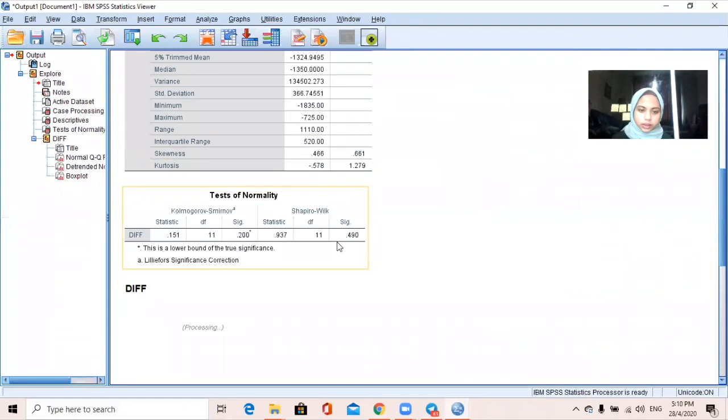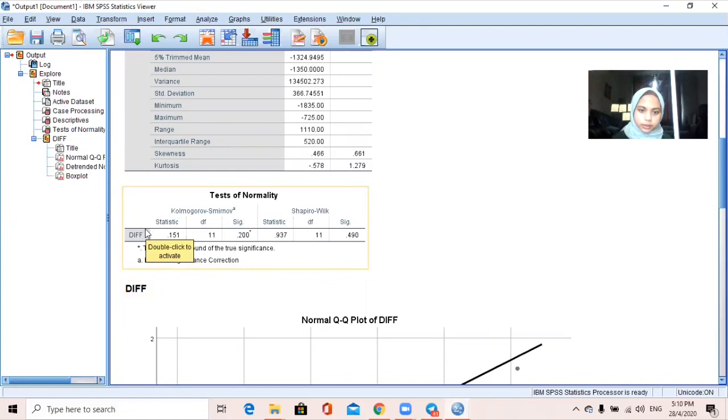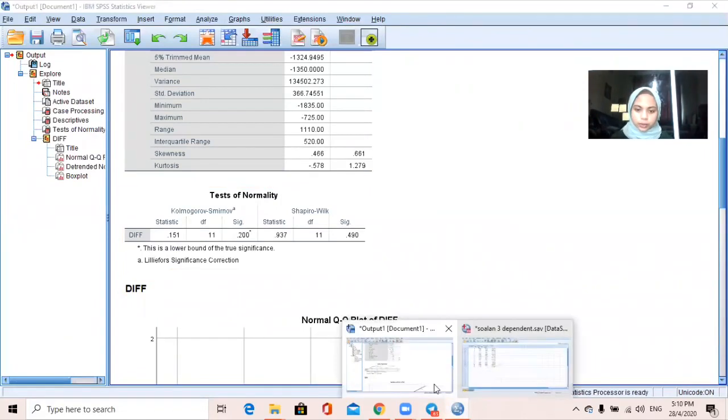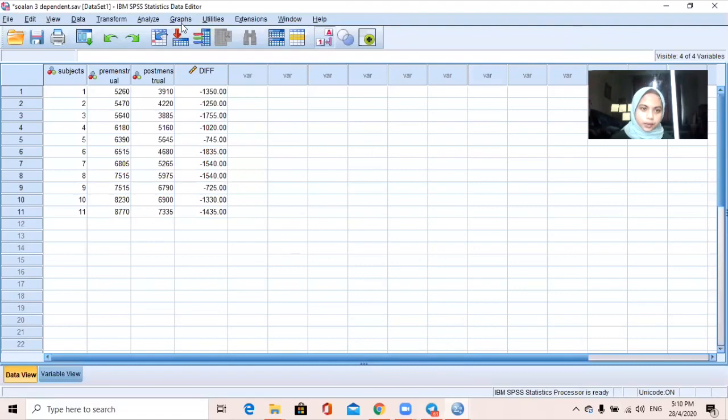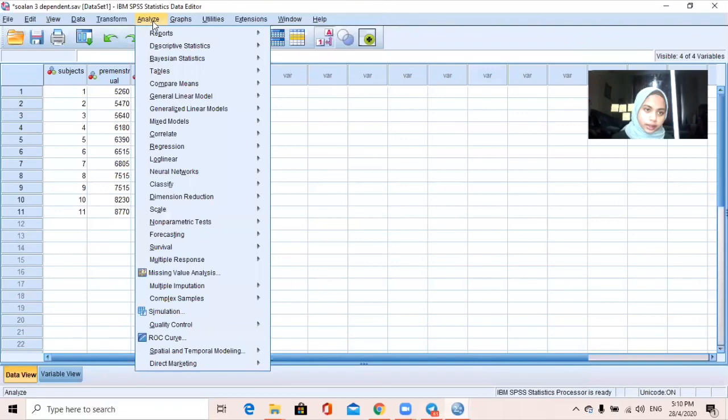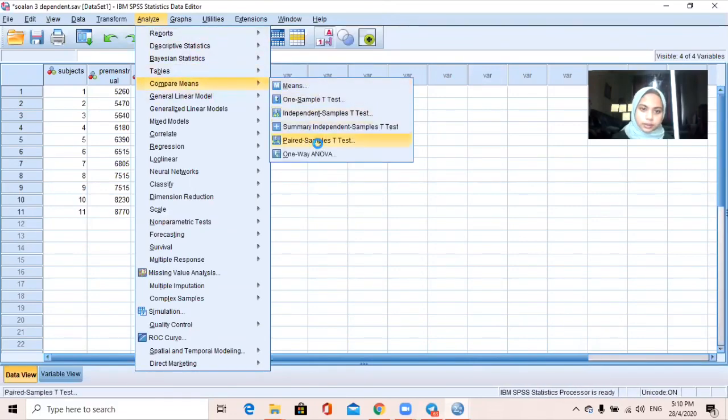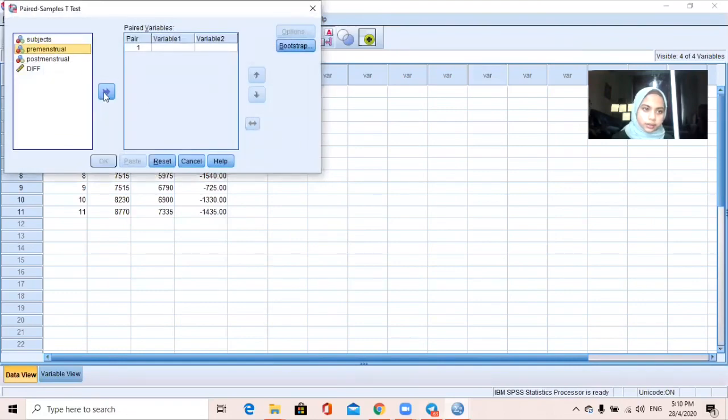Okay, so for the normality of the difference of postmenstrual and premenstrual, the p-value is 0.490, where the p-value is more than 0.05, so it is normal. So next, we need to analyze the paired t-test, where we go to Analyze, Compare Means, Paired-Samples t-test, premenstrual and postmenstrual.